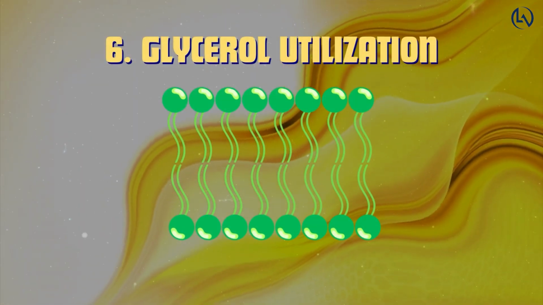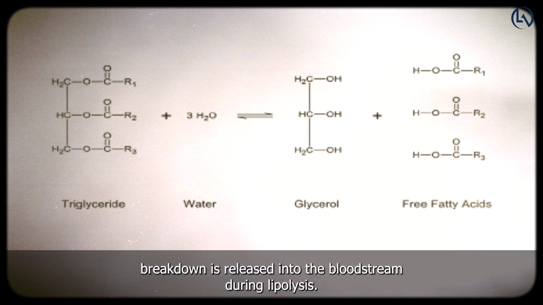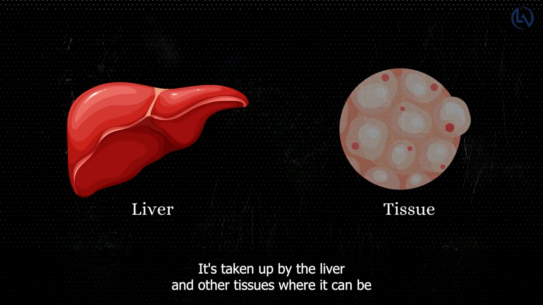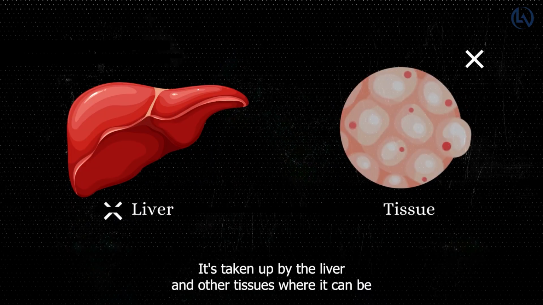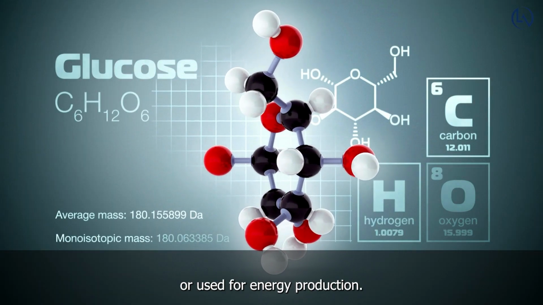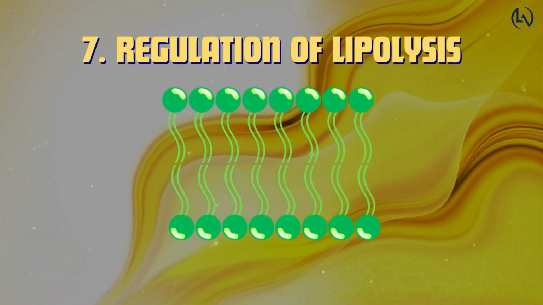Glycerol utilization. Glycerol, another product of triglyceride breakdown, is released into the bloodstream during lipolysis. It's taken up by the liver and other tissues, where it can be converted into glucose via gluconeogenesis or used for energy production. Regulation of lipolysis.